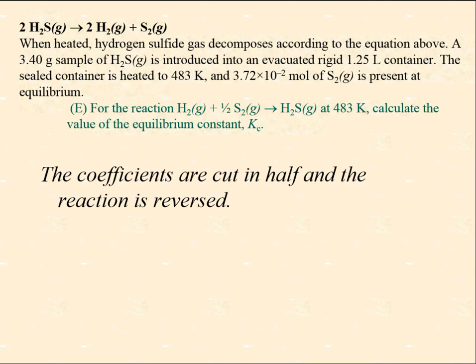Okay, so in light of that, since it's reversed, Kc prime is 1 over Kc square rooted, or to the 1/2 power, because our coefficients are all halved. So we plug our values in. Our Kc for that reaction, as it's written here, is 1.96. And that concludes video 2.